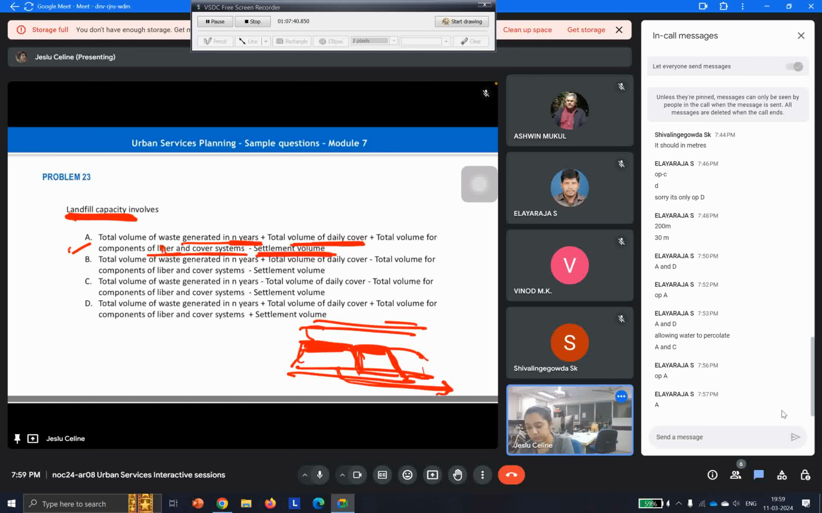the settlement volume. Why? Because even though initially you might have a bulk, after some time, as we have discussed about moisture going down and leachate coming out of it, this can be compacted and it can be allowed to settle. So what will be the settlement volume? This settlement volume can be subtracted, or else if you don't do this, then you're over designing your landfill capacity. So option A is the correct answer, right?